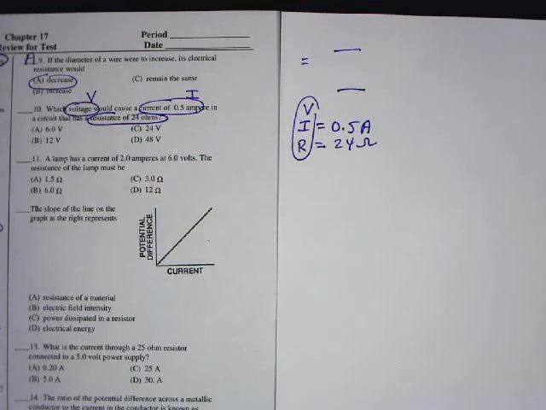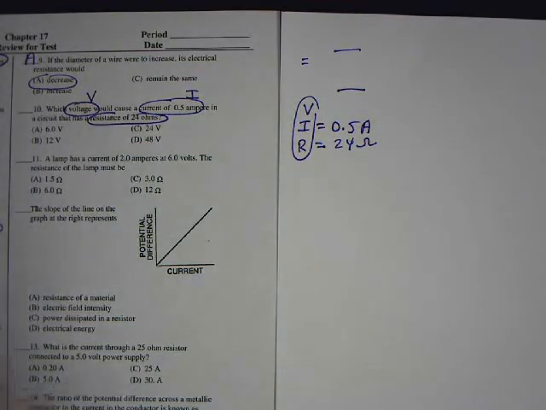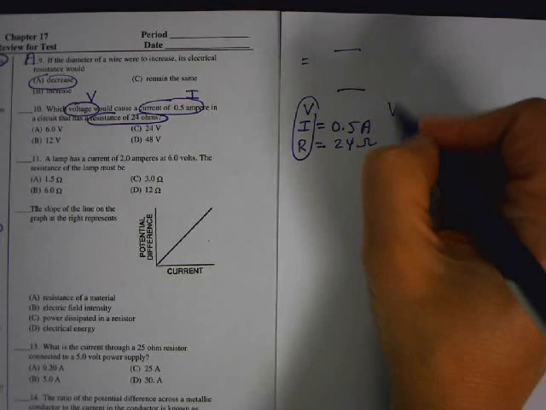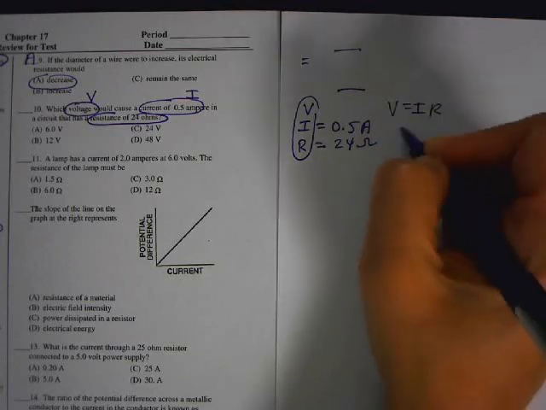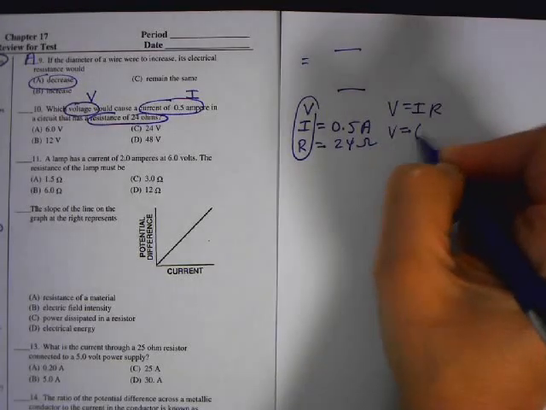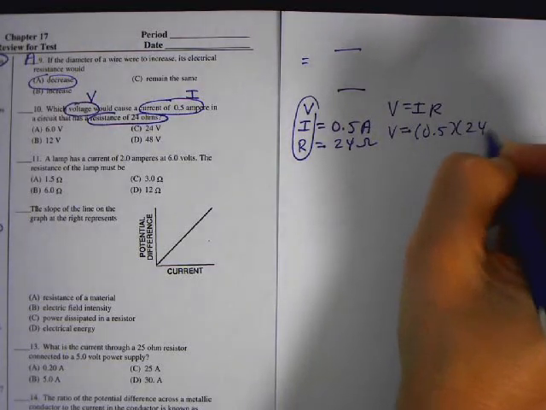So right away, when I see these 3 variables, I'm going to say Ohm's law. Now in the next chapter, when we get to complex circuits, we're going to be using Ohm's law over and over and over again. So first I write my basic equation, V is equal to IR, and I want to solve for V, so 0.5 times 24 is equal to 12 volts.